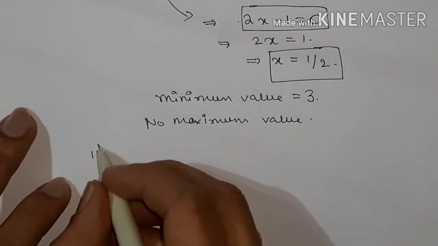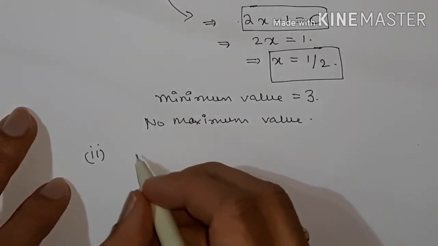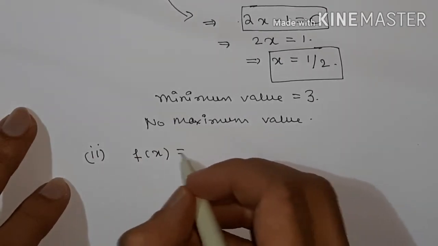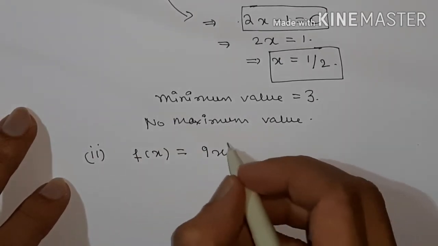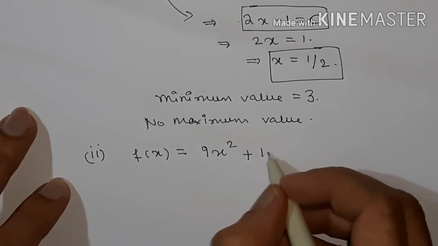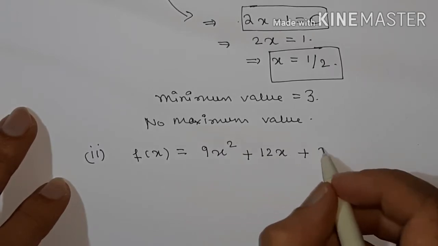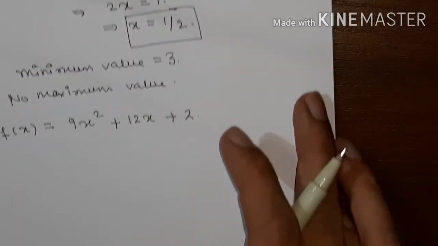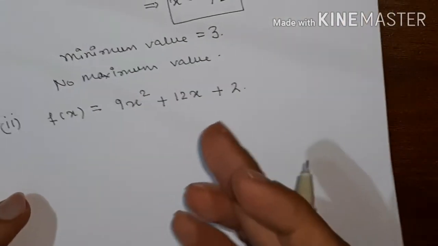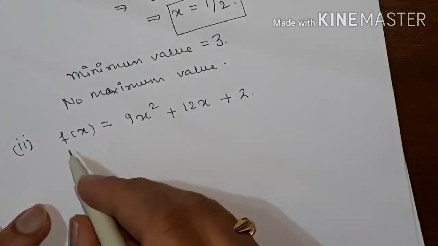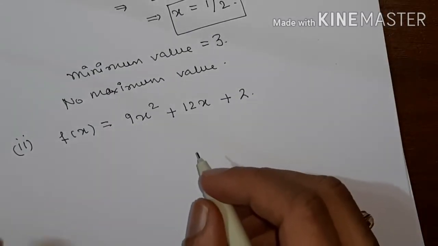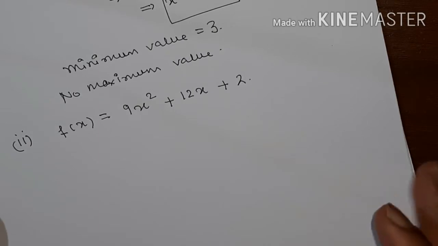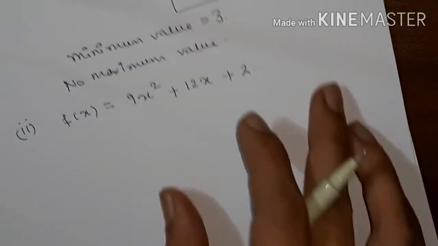Then second, if you look at the function, it is given as f(x) equal to 9x square plus 12x plus 2. Here what we have to do is look at the function and just tell whether the function has a maximum or minimum. You don't have a specific method here.